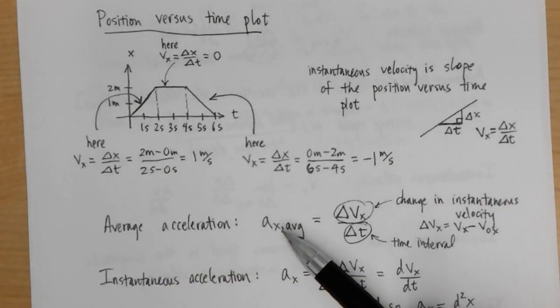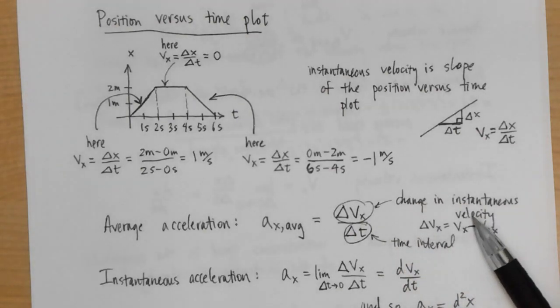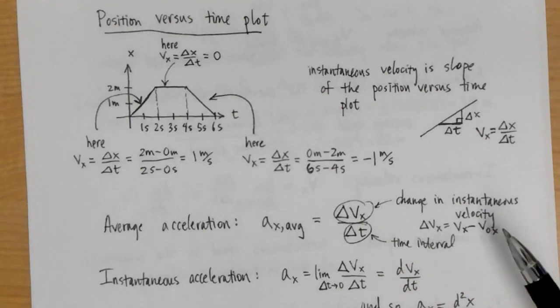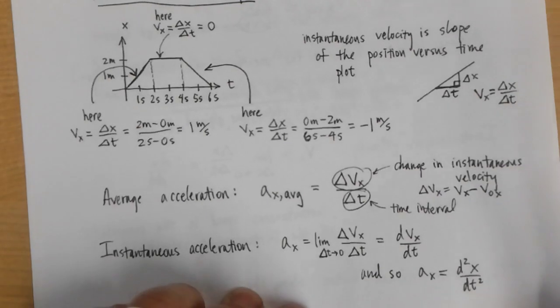Now the average acceleration is delta Vx over delta t, so that's a change in the instantaneous velocity, Vx minus V0x, the initial velocity. The instantaneous acceleration is the same quantity, but taking the limit as delta t goes to 0, and that gives the time derivative of Vx. And so if we carry along the derivative definition of Vx, that's the time derivative of x, then we have ax is the double time derivative of x.